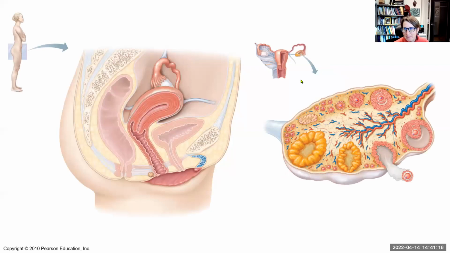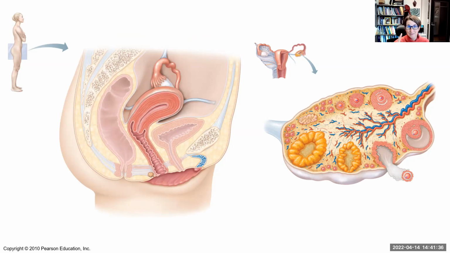And as it develops, eventually it's going to develop this fluid around the developing oocyte and its follicles. And more and more of these cells are going to die off. That helps separate that oocyte. And then when it leaves, we call that moment ovulation.